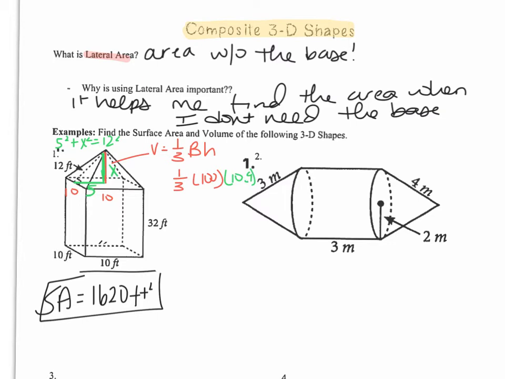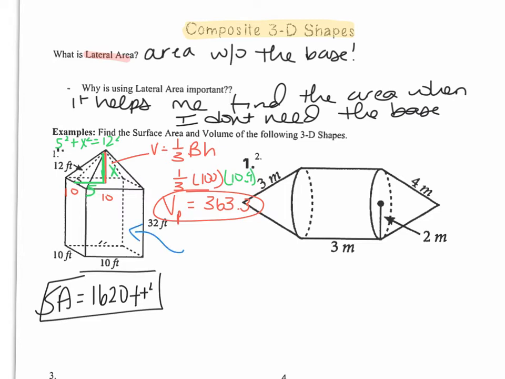So my volume of my pyramid is 1/3 times 100 times 10.9. And my answer key, man, is really slacking on me here today. 1/3 times 100 times 10.9. 363.3. Lightly circle so I don't lose it.